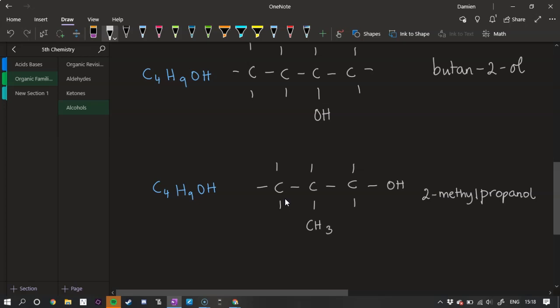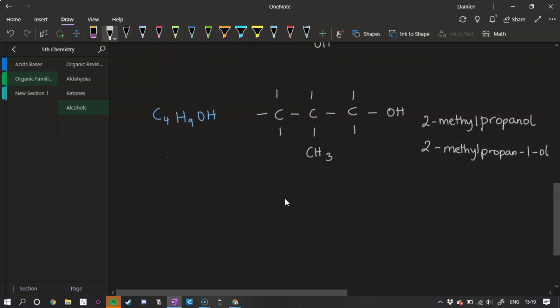So that is 2-methylpropanol. Now again, in this one here, you want to be maybe a little bit more specific. When you write propanol, that just means it's a prop with an alcohol group in it. You should be really stating where the alcohol group is. So this technically should be written as 2-methylpropan-1-ol, because the ol group, the OH group, is on the first carbon. So this will be numbered from this side, 1, 2, 3. So you number from the side of your functional group, which is OH.